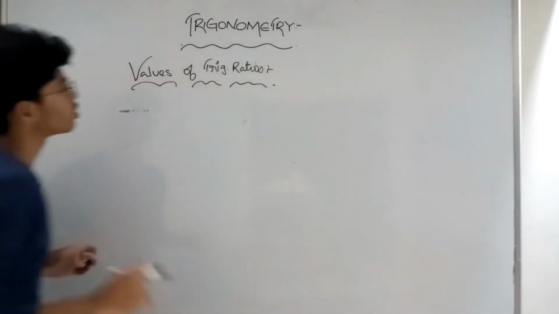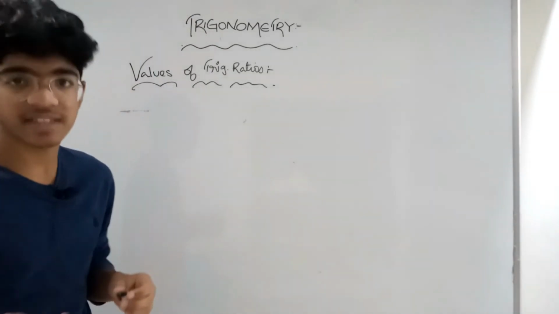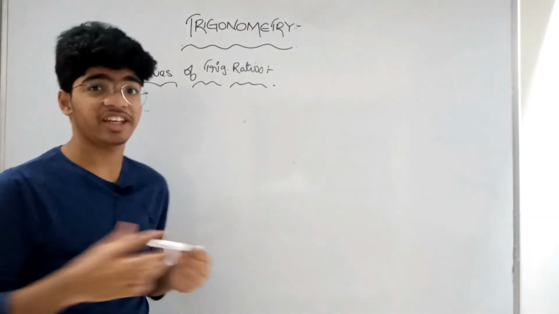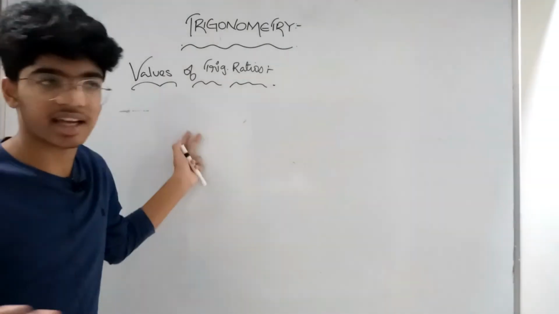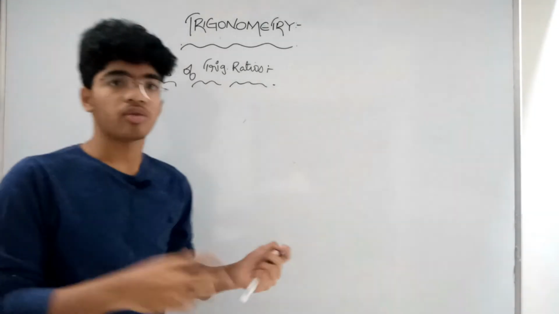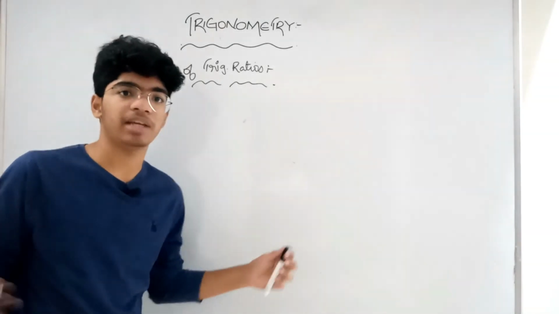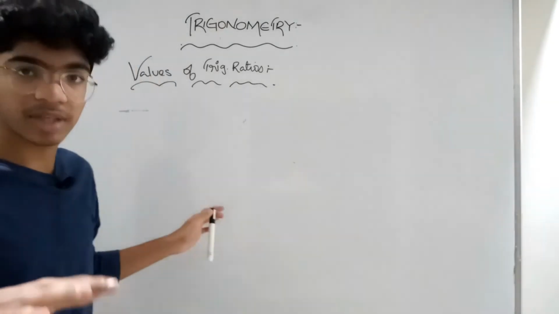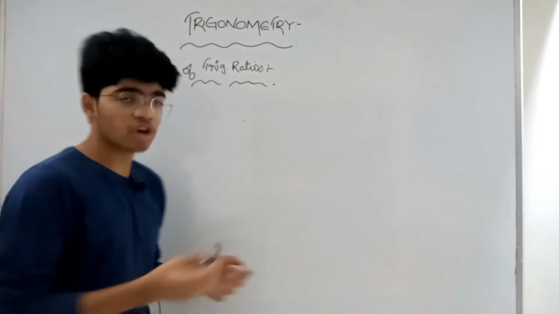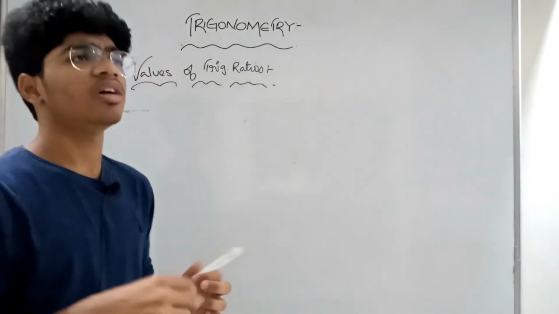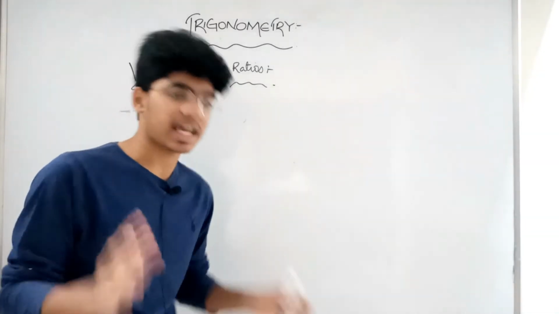Values of trig ratios. As you might have seen in your books, there might be very huge tables of values of trigonometric ratios at different angles, like angles at 0, 90, 45, 360, and many more. But we are not going to be doing that. We are going to be doing a very simple and short method for finding values of trigonometric ratios at different angles.